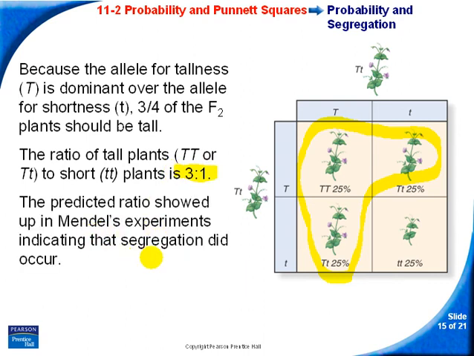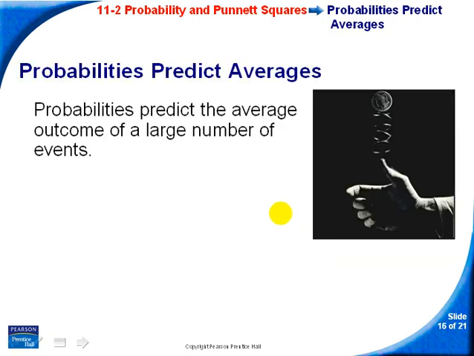So what Mendel found was that when he did these experiments, and he did them with hundreds of pea plants, he kept finding 3 to 1 ratios in this situation where he crossed a hybrid tall with another hybrid tall, heterozygous tall with another heterozygous tall. He ended up with 3 tall plants to 1 short plant.